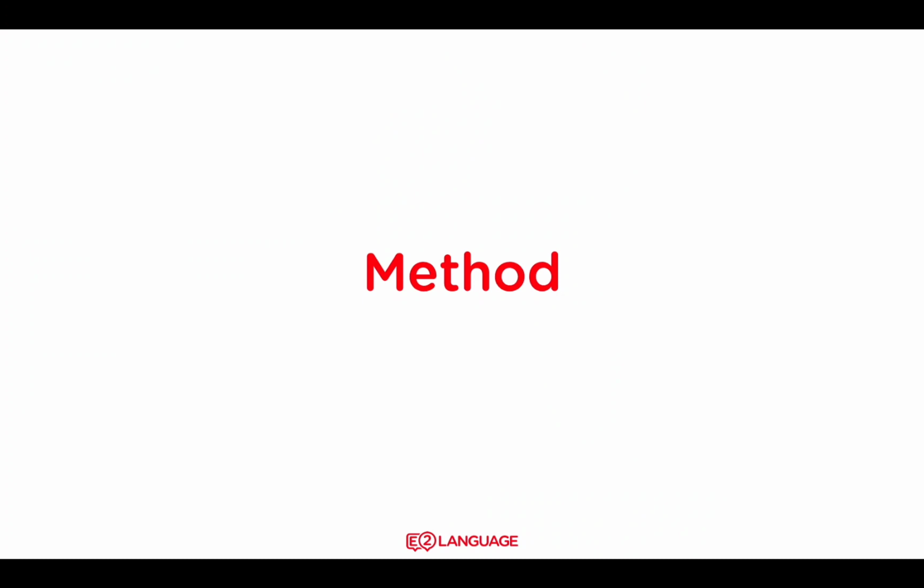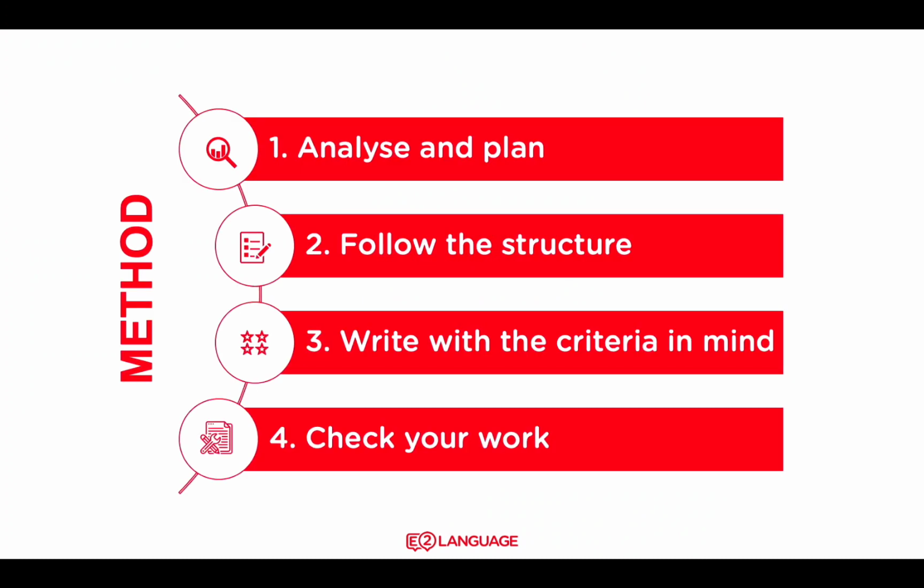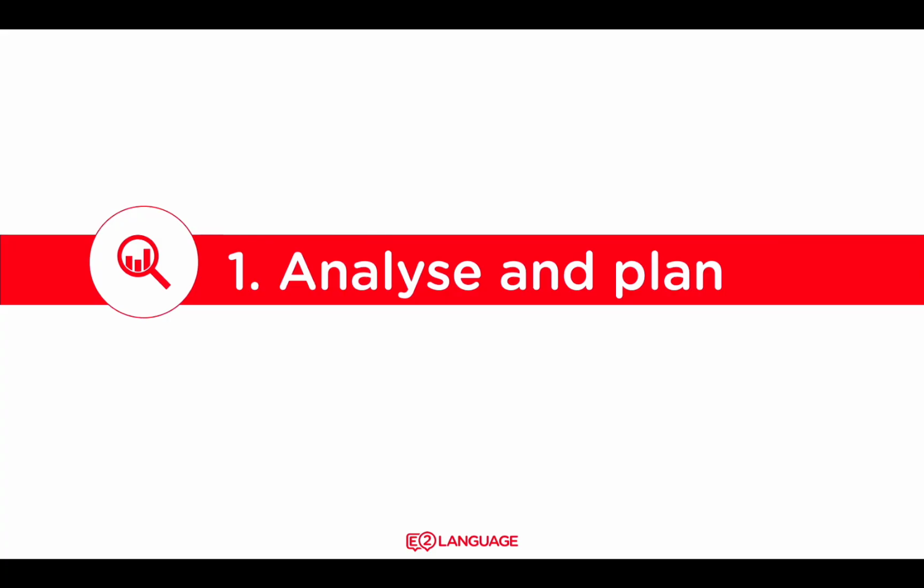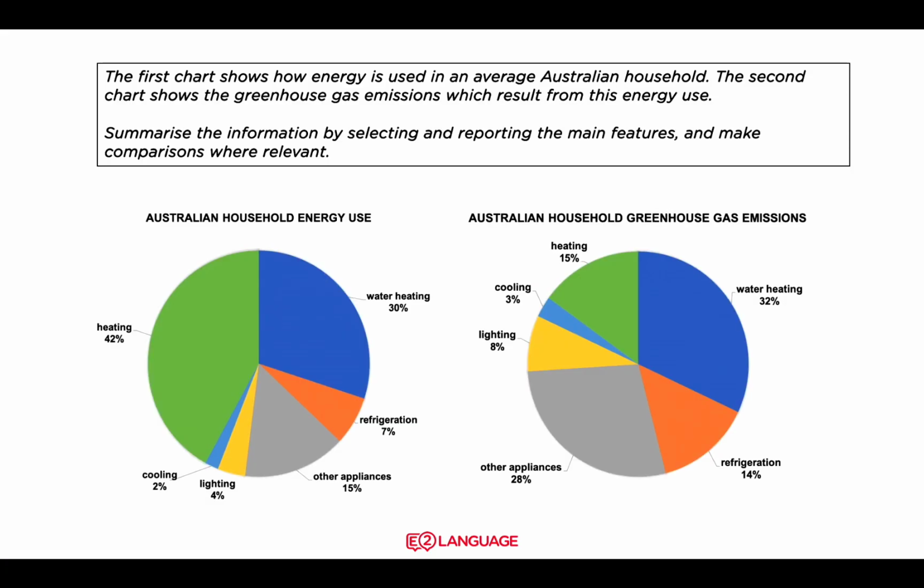We're going to analyse this more carefully, but let's quickly review the method. Step 1 is to analyse and plan for about 3 minutes. Steps 2 and 3 follow the structure, writing with the criteria in mind. You should spend about 15 minutes writing, and finally 2 minutes to check carefully. So let's analyse these pie charts.